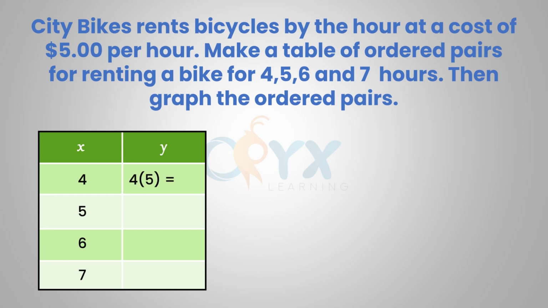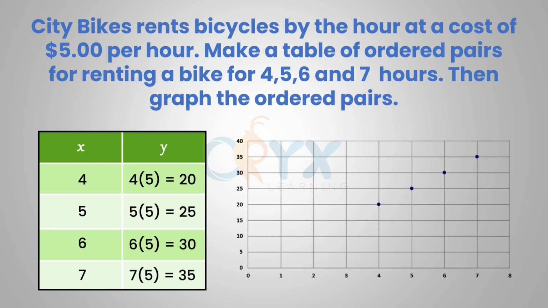So 4 times 5 gives me 20. 5 times 5 is 25. 6 times 5 is 30. And 7 times 5 is 35, creating the points (4, 20), (5, 25), (6, 30), and (7, 35). If I plot those points, I get a graph that looks like this.